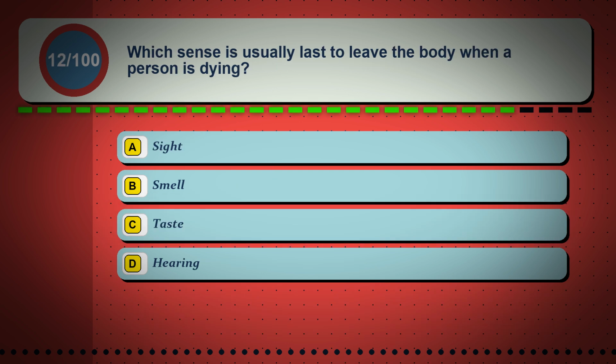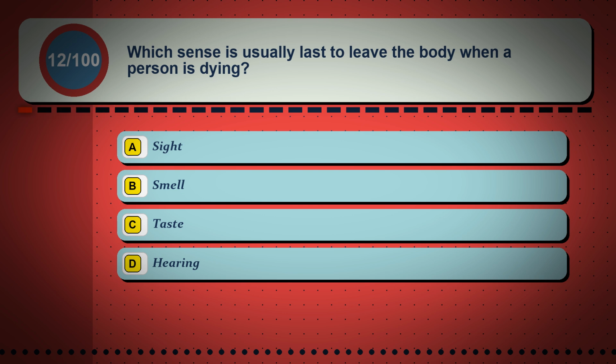Question 12. Which senses usually last to leave the body when a person is dying? Option A, sight. Option B, smell. Option C, taste. Option D, hearing.